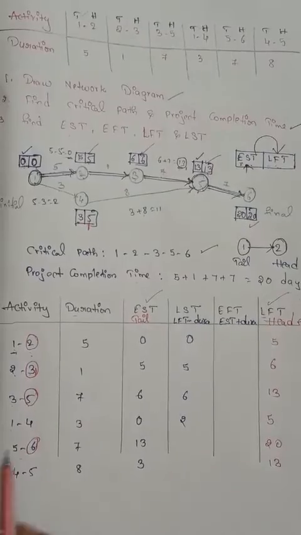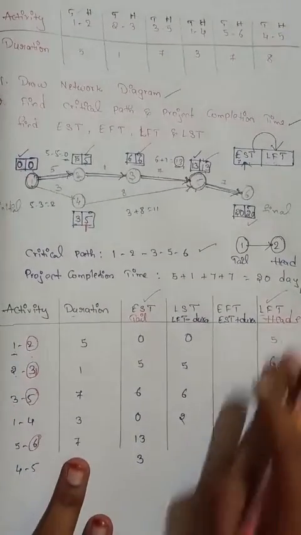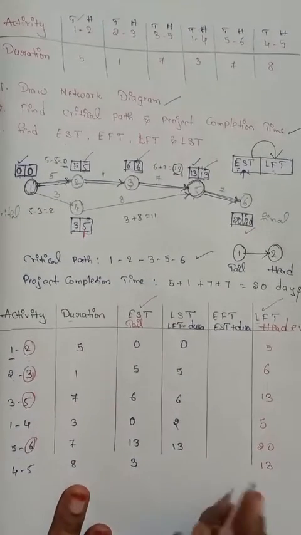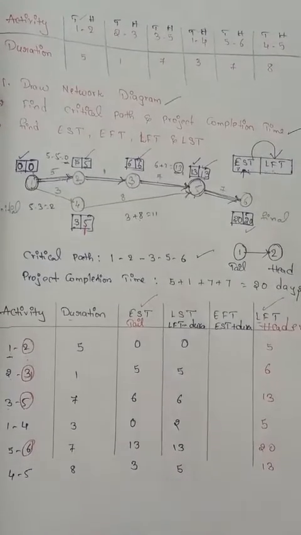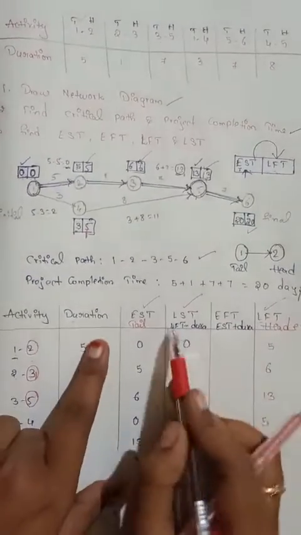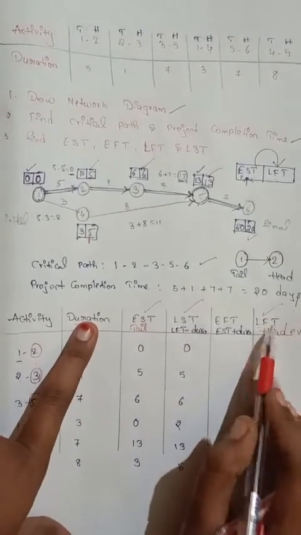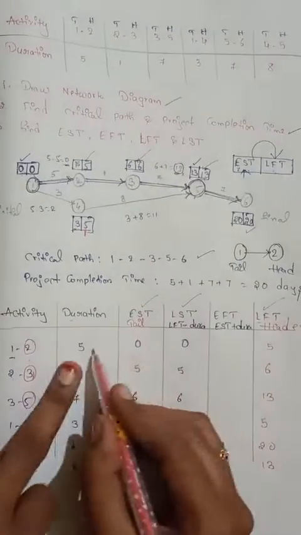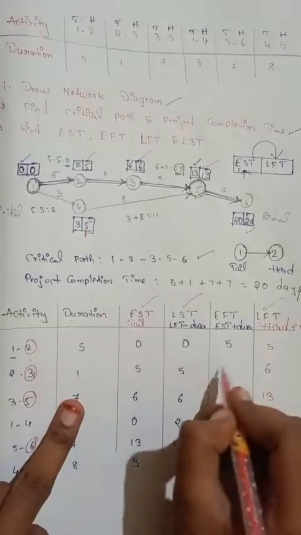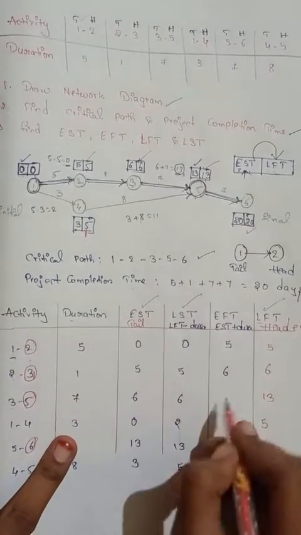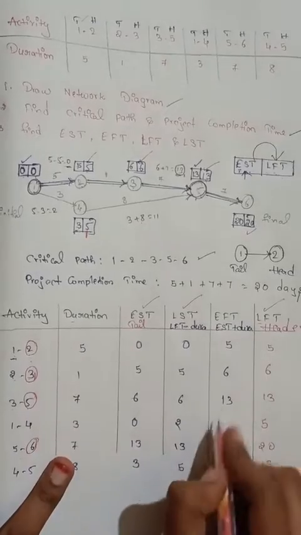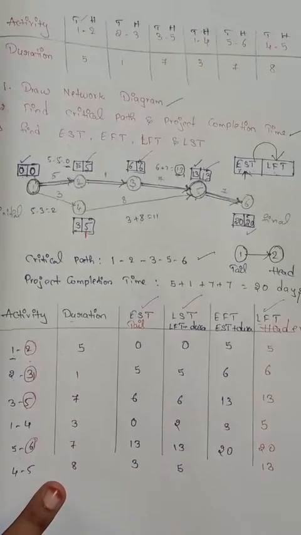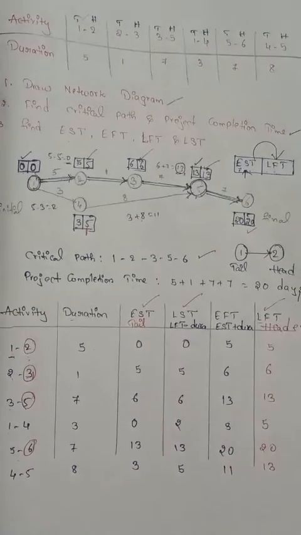Then from 5 to 6, here LFT is 20 minus 7, it is 13, and 13 minus 8, it is 5. So now LST is also completed, guys. It is very easy. You need to reduce the duration from the LFT value. For EFT what I have told, EST plus duration. Just add these two. 5 plus 0, it is 5. 1 plus 5 is 6. 7 plus 6 is 13. And here 3 plus 0 is 3. 7 plus 13 is 20. And 8 plus 3 is what, guys? 11. That's it, guys.